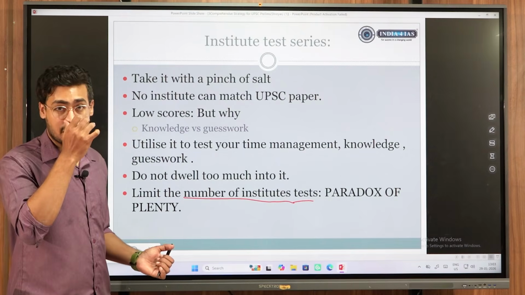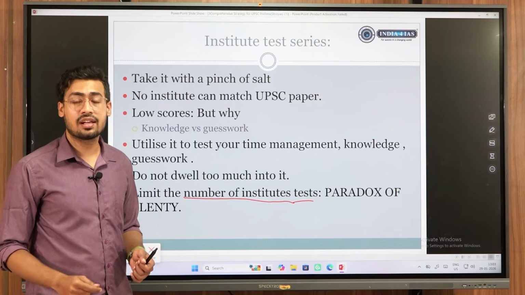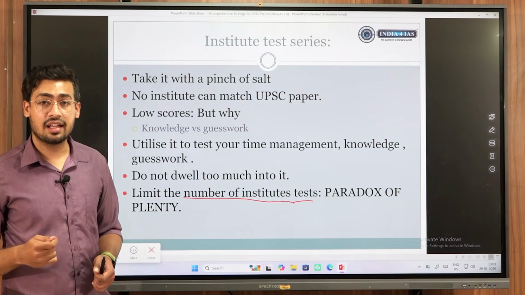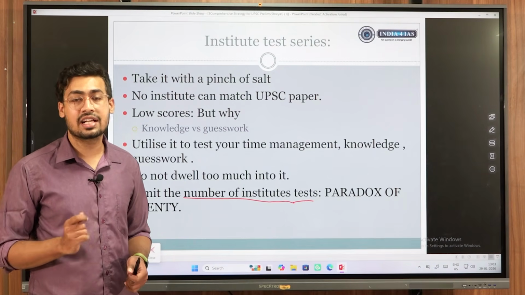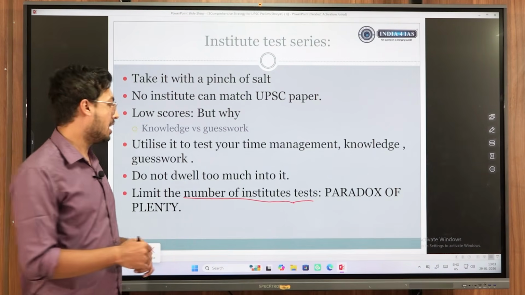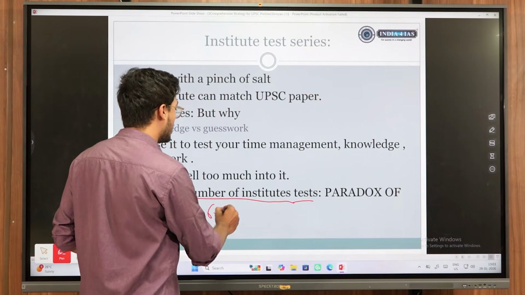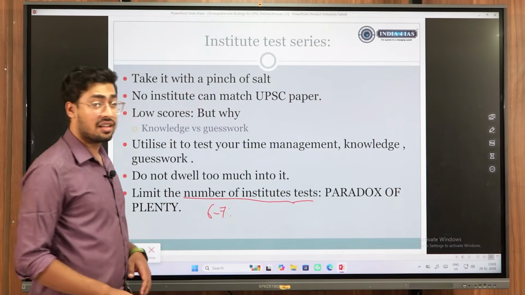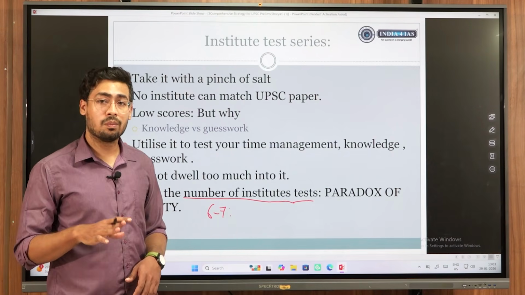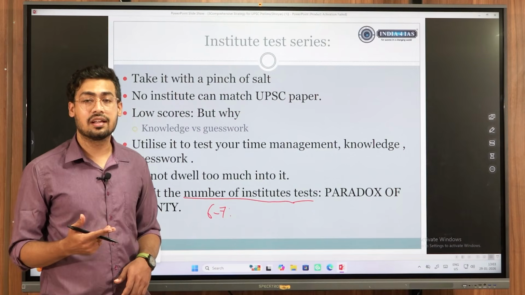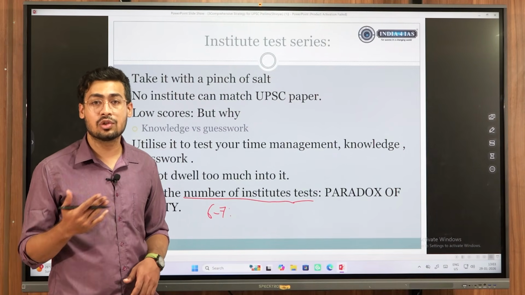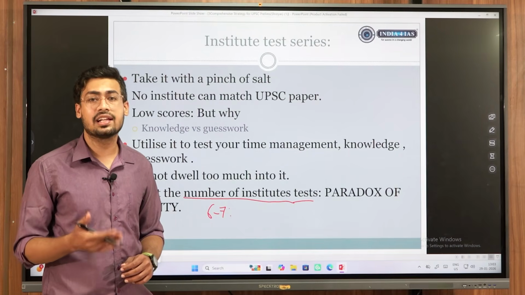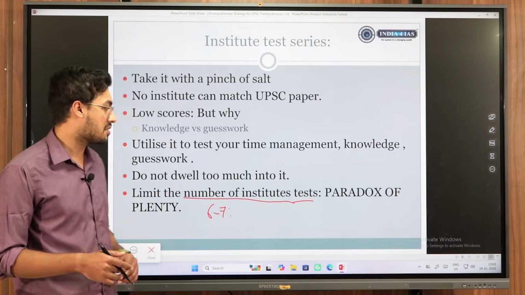So there is this concept called paradox of plenty, where the aspirant, despite having knowledge by solving so many institute papers, could fail in the actual prelims. Why does this happen? See, if we take 6 to 7 institutes' papers, then each of those institutes may bring in a different pattern of thinking, and you yourself might get confused as to what is the way that I need to think when I am addressing the analytical questions or unknown questions.